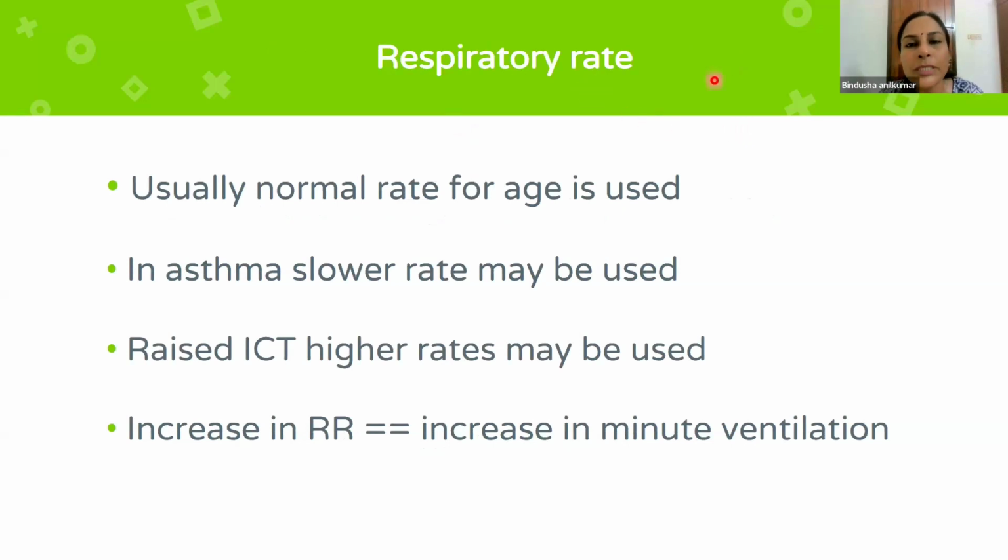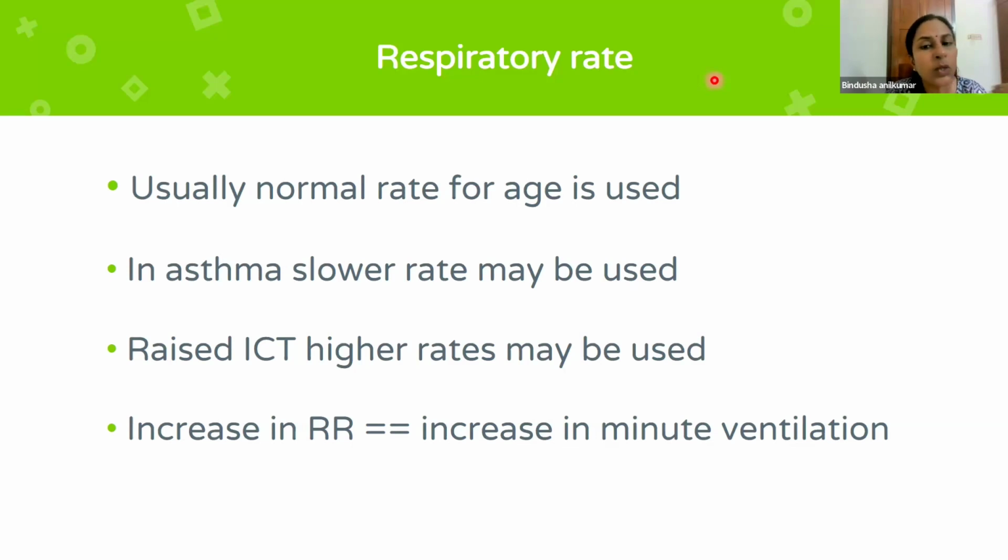So now, how to set the respiratory rate? What is the respiratory rate to be set? Usually, in most of the cases, we will use the normal respiratory rate for age. Suppose the patient is an infant, you may set a respiratory rate of somewhere around 30 per minute. If it's an older child, you will keep an age-appropriate respiratory rate. If it's an adolescent, you may give a respiratory rate which is 20 or below. So depending upon the age of the patient, you will set the normal respiratory rate for age in most patients.